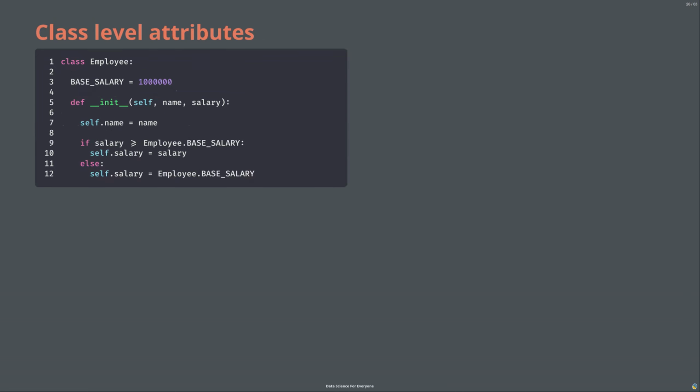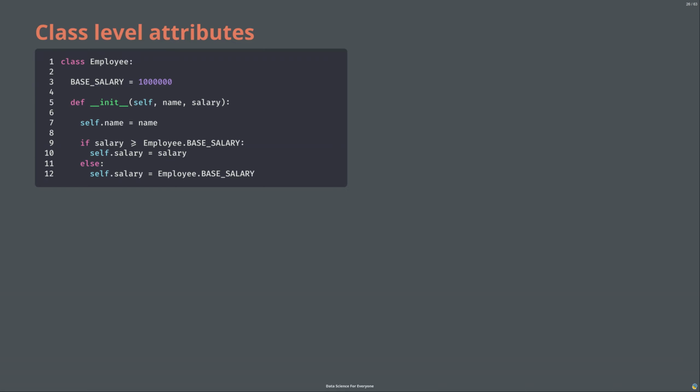But what if we need a piece of data that stays the same for every object of a class? Say we want to define a minimum salary that applies to all employees in the company. That kind of data shouldn't vary from one object to another. In that case, we define it directly in the class body, outside of the init method. This creates what's called a class attribute. Think of it like a shared variable for the whole class.